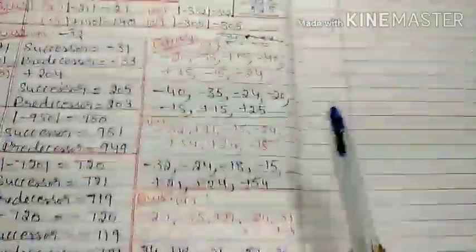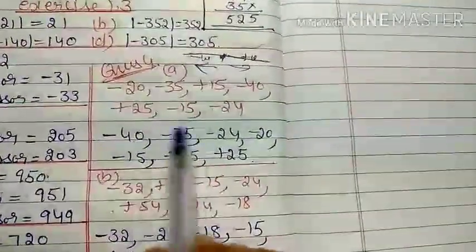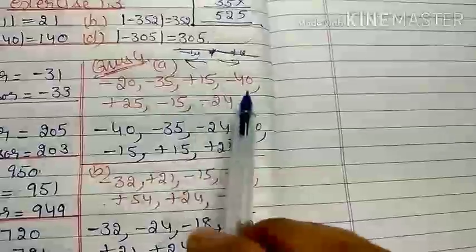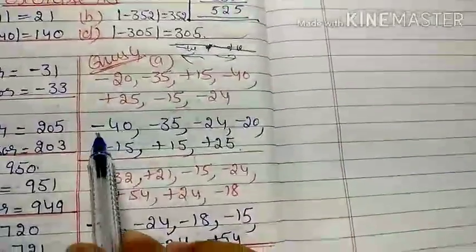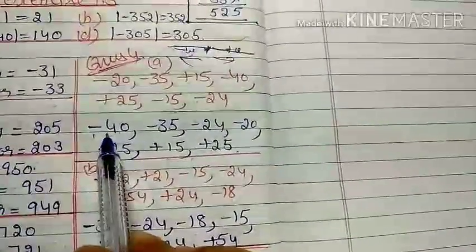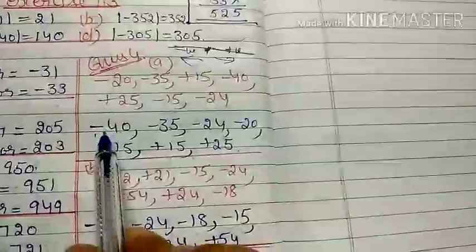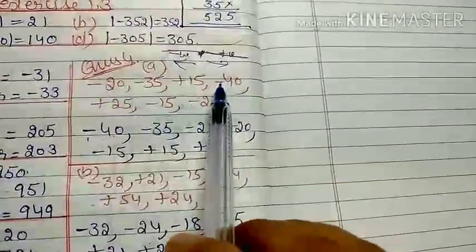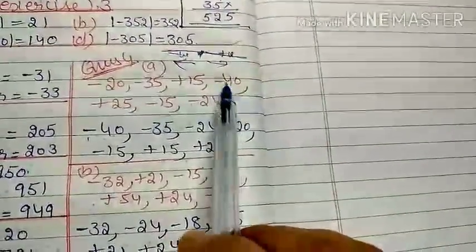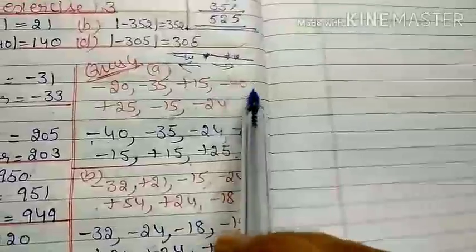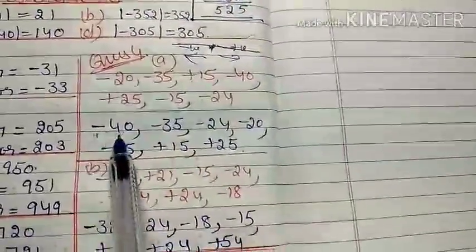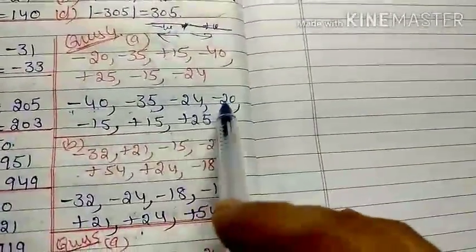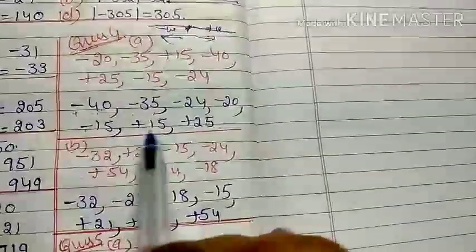Now in your fourth question, you have to arrange in ascending order. This list is given to you. You have to choose the smallest number first, and with the negative sign, the number with the biggest digits is the smallest. Minus 40, minus 35, minus 24, minus 20, minus 15, plus 15, plus 25. This is the ascending order.